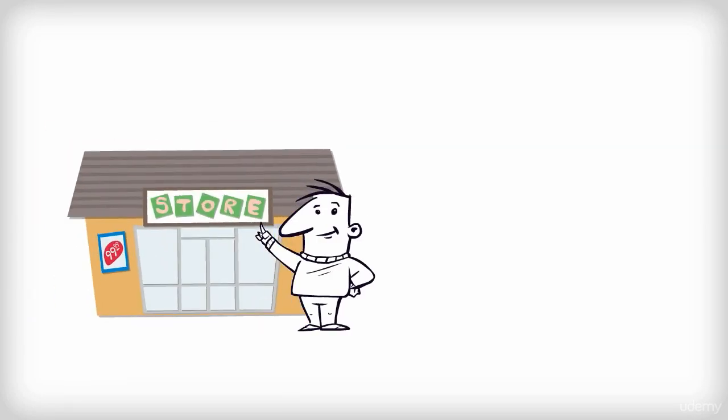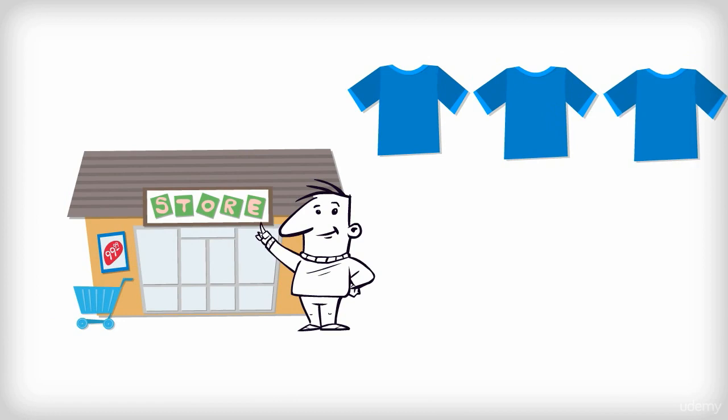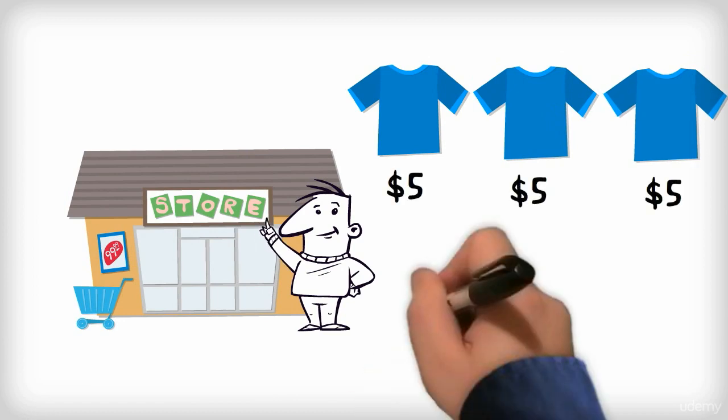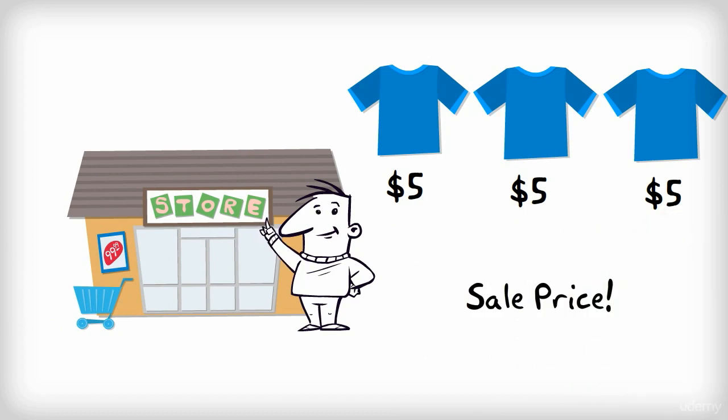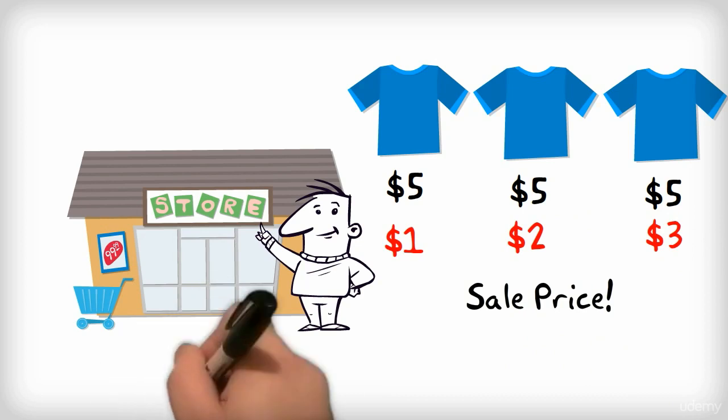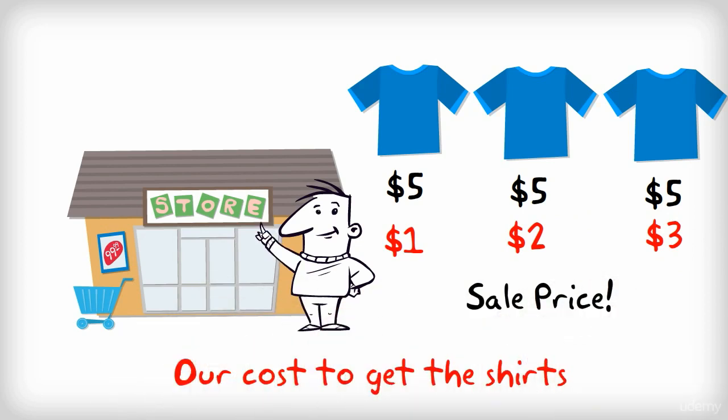Let's assume you own this store and you're selling t-shirts for $5 each. $5 is the sale price of the t-shirts. We bought the first t-shirt for $1, the second for $2, and the third for $3. This is our cost to get the t-shirts to our store. Let's assume we have 3 t-shirts that we sell.